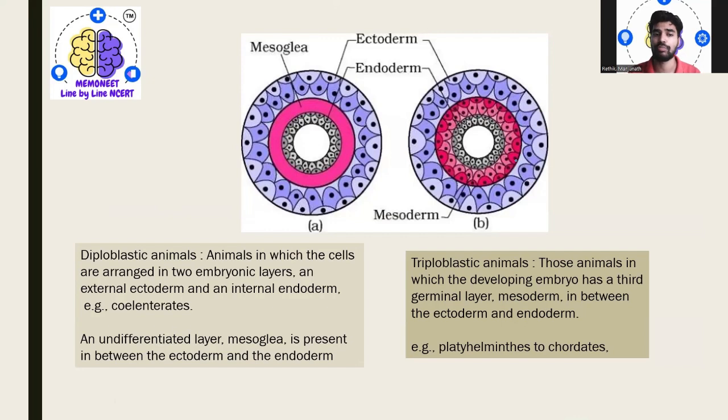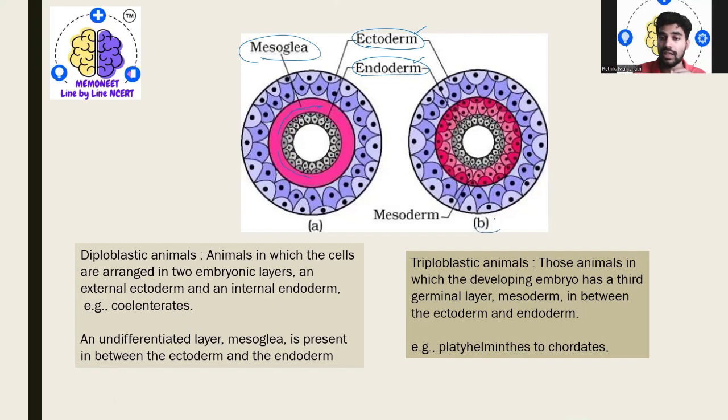Now, coming to another kind of organization, that is diploblastic and triploblastic. Diploblastic animals are animals in which the cells are arranged in two embryonic layers. That means the external layer is the ectoderm and the internal layer is the endoderm. Example, Coelenterates. In between this ectoderm and endoderm there is another layer, as you can see here, which is called mesoglea. So they are called diploblastic animals.